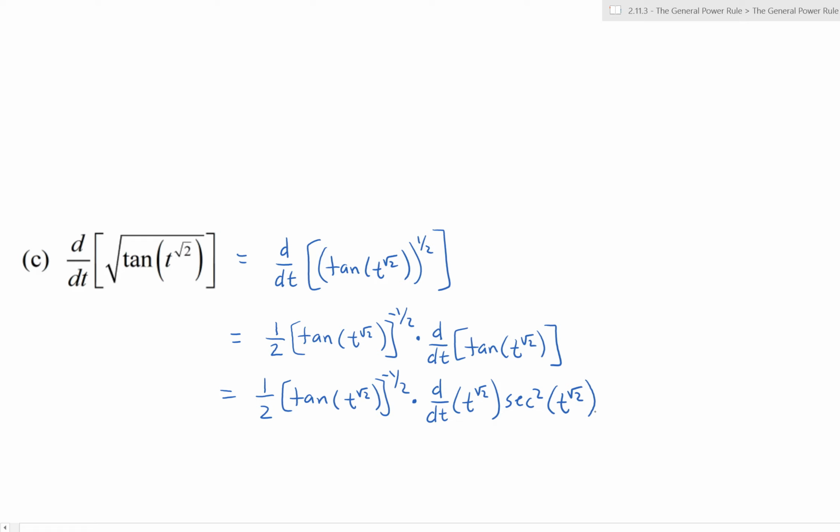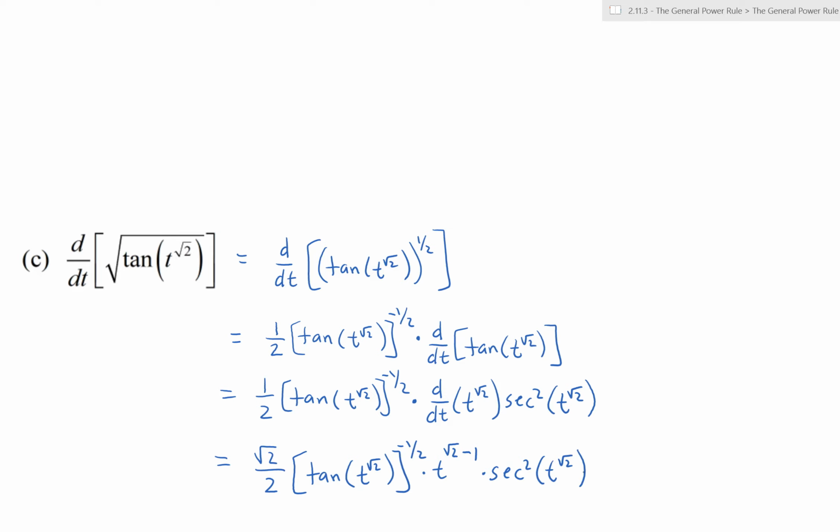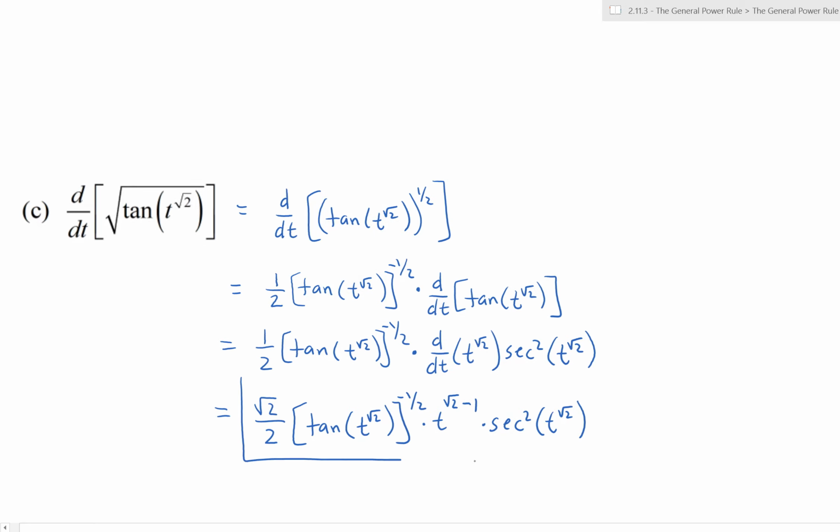Finally, after differentiating t to the root 2 power, that's another power rule. So bring down the root 2. We get a root 2 over 2 times tangent of t to the root 2 power, all to the negative 1/2. And then I got to multiply that with t to the root 2 minus 1 power. Power rule right there. All times secant squared of t to the root 2 power. And if we really wanted to, we could take that tangent of t to the root 2, all quantity to the negative 1/2, and I'll write it over the square root in the denominator. But we'll just leave it like so in this one. Why not? And there we go.